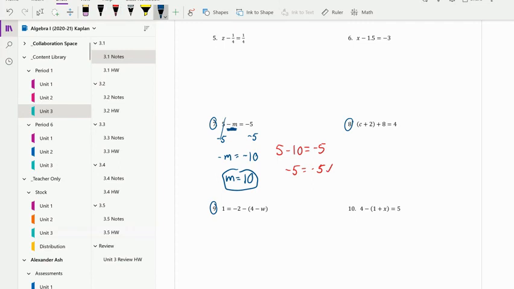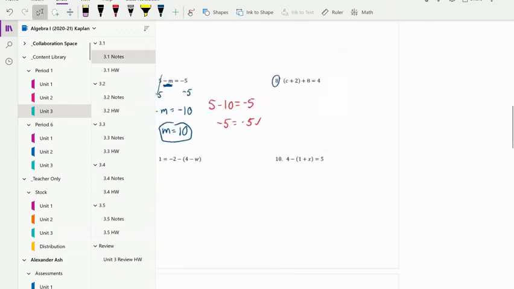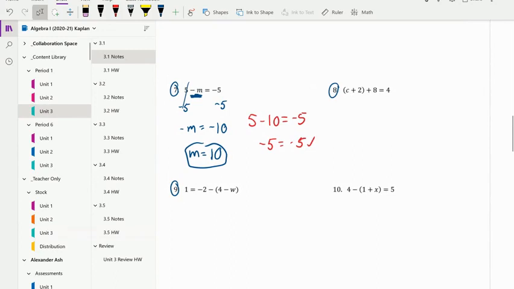So now we're getting into some ones where we can actually do a little simplifying first. So that's always going to be step 1. Remember, by the associative property of addition, just because the c plus 2 is in parentheses doesn't mean we can't switch where we want the parentheses. So I could instead write this as c plus 2 plus 8 and put the 2 plus 8 in parentheses equals 4. And we get c plus 10 equals 4.